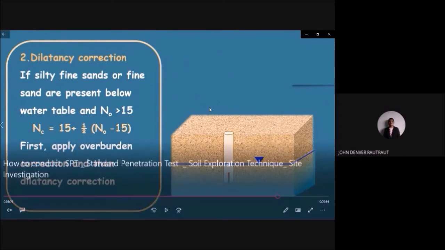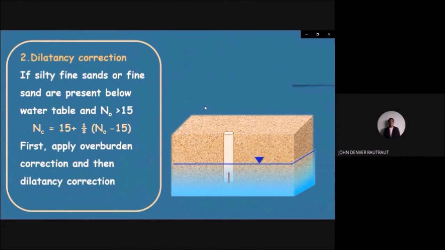So for the dilatancy correction, this equation is how we correct it. Nc is equal to 15 plus 1/2 (N0 minus 15). So that is how we get the dilatancy correction. So first apply the overburden correction and then the dilatancy correction.